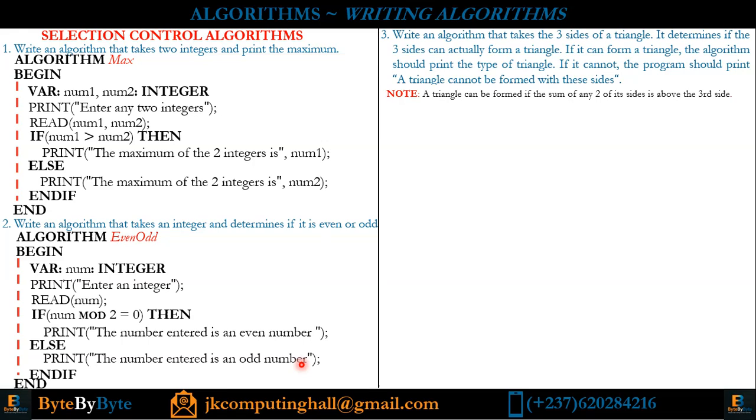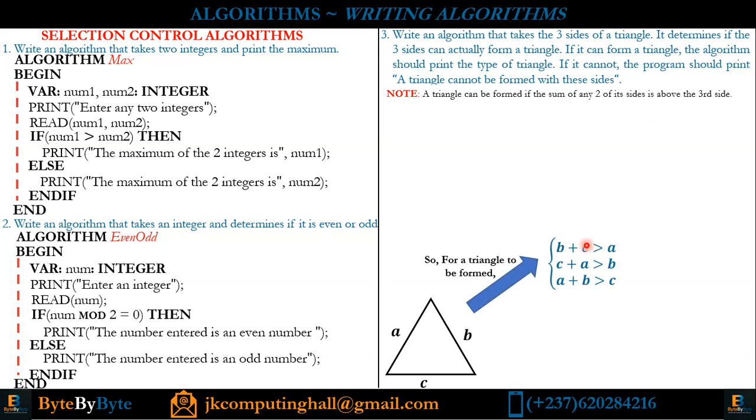A triangle can be formed if the sum of any two of its sides is above the third side. That is the first condition on which we shall focus. How many variables do we need here? Three, as specified here, the three sides of the triangle: A, B, and C, as you can see, that's my triangle. So for a triangle to be formed, those are the conditions, because they said the sum of any two sides should be above the third one. That is, B plus C should be above A, C plus A should be above B, and A plus B should be above C. That is the condition.